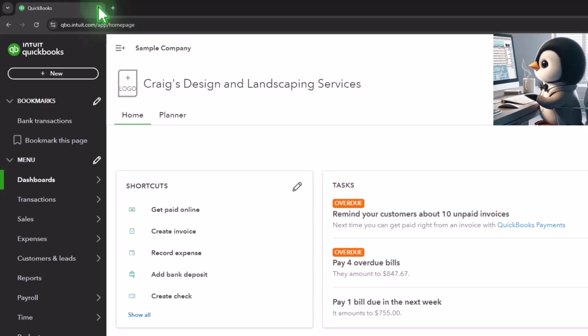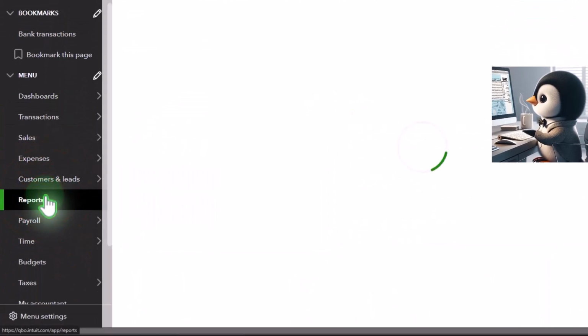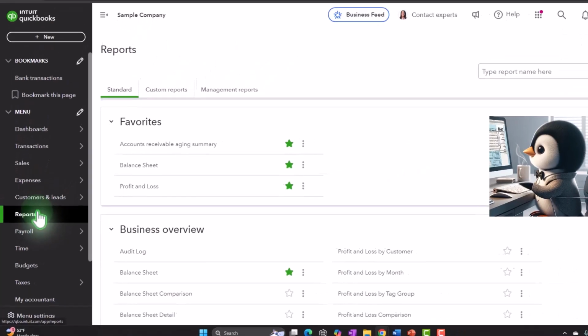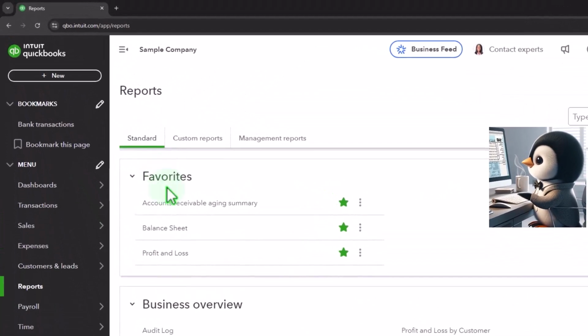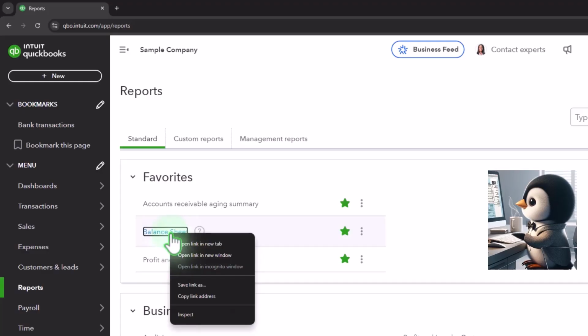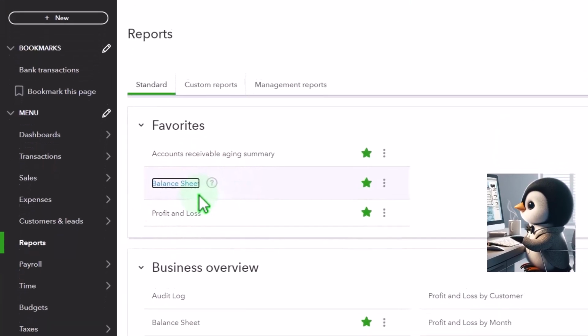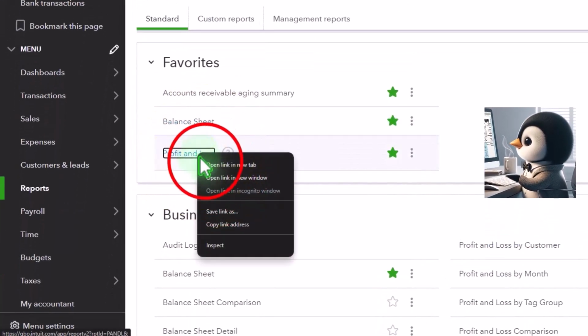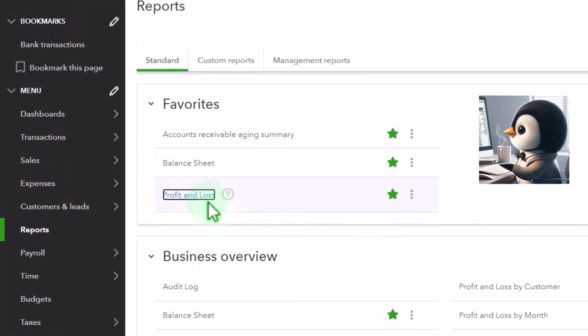Let's go down to the reports on the left-hand side. And we're in the favorites. We're gonna go into the balance sheet, right click on that balance sheet, open in a new tab. We're gonna do this every time. Right click on the profit and loss, open that link in a new tab as well.